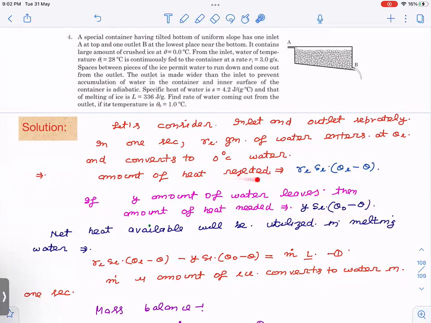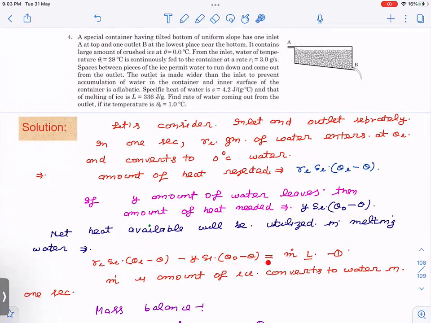So this much amount of heat is taken, and this much amount of heat is available, because the water converts to ice, and this water is going out at 1 degree. So what is the net heat you have? Heat balance: this minus this is the net heat available in the container. This heat will be utilized to melt the ice, which will be equal to m dot into L.